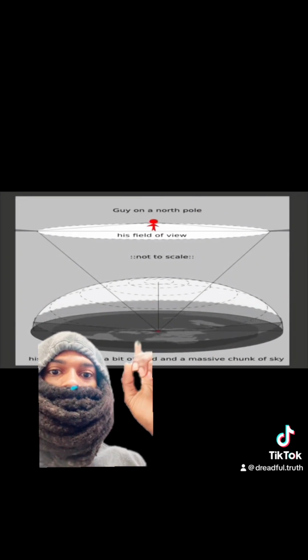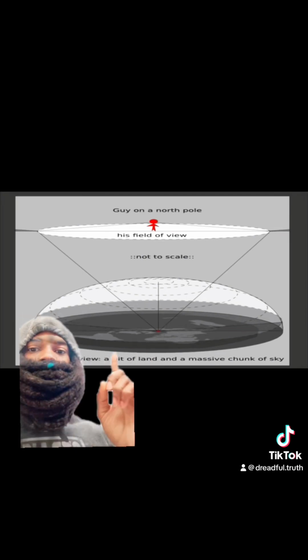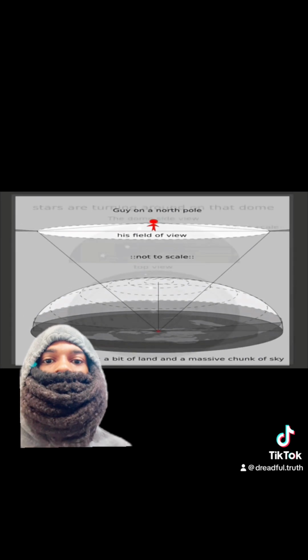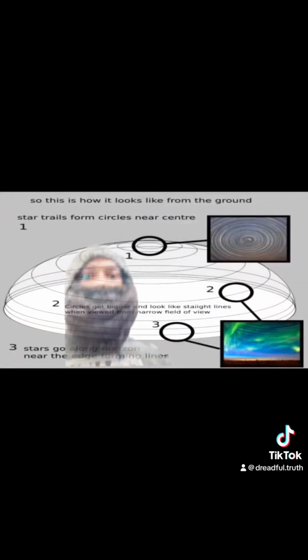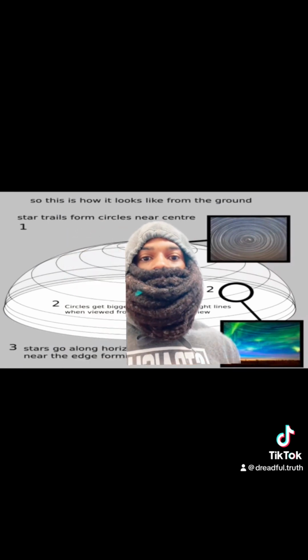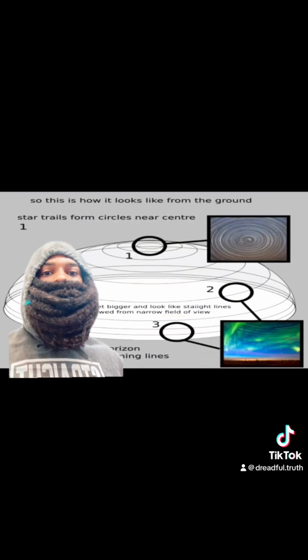Now this would be your field of view if you were in the North Pole. This is how field of view works. You only need a little bit of land to see a whole chunk of the sky. Now the stars rotate from east to west in a straight line off of the glass dome. So this is how star trails look based off of your field of view. If you were directly underneath the North Star, it would look exactly like this. We have the same stars rotating from east to west.